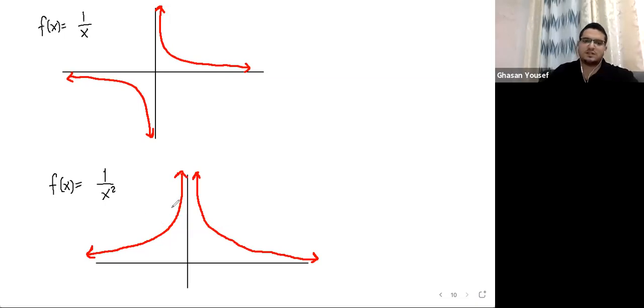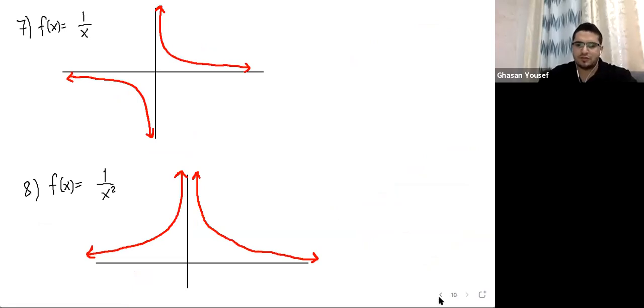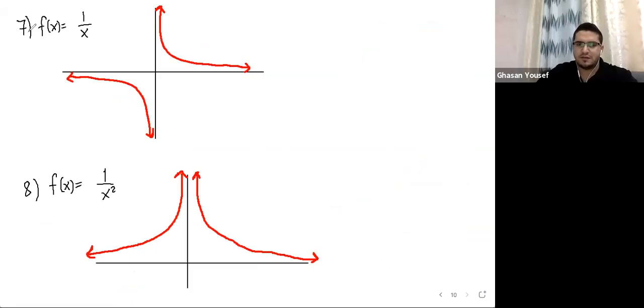Okay, so for these functions, we should know how to graph the initial graph for them because we're going to use it during this section. Here number 7, here number 8. We should focus more on the parabola, the quadratic, the square root, the cube root, and the absolute value. We should focus on the first 6 graphs more than 7 and 8, but maybe we can get some questions on 7 and also 8.